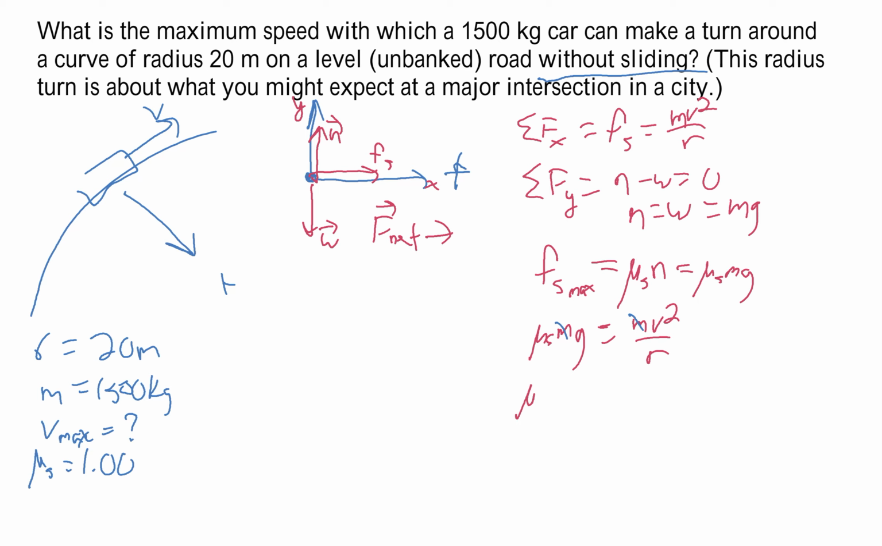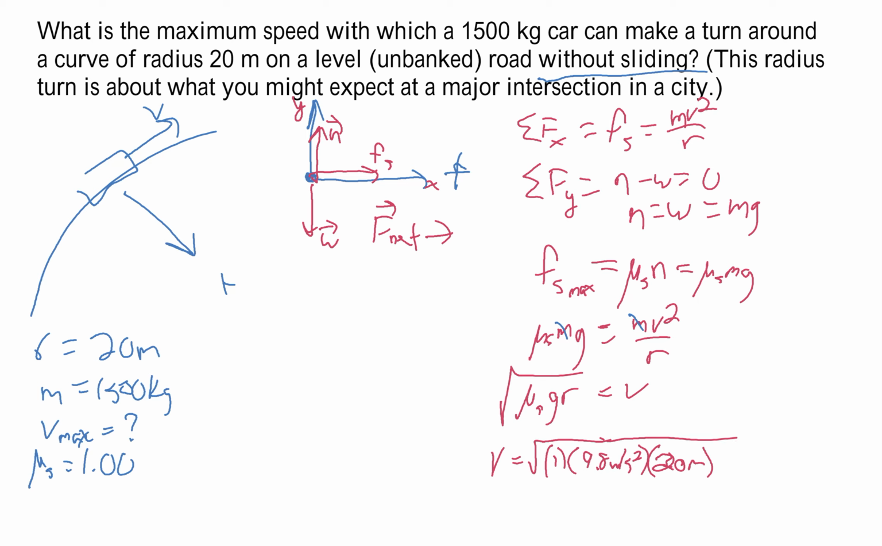So I have mu sub s g r. And then I just have v squared on the right-hand side, so I'm going to square root both sides, equals v. And now I can plug everything in. I know all that stuff on that side. So I have v equals square root. Mu sub s is just 1. g is 9.8 meters per second squared. r, they told me, was 20 meters.